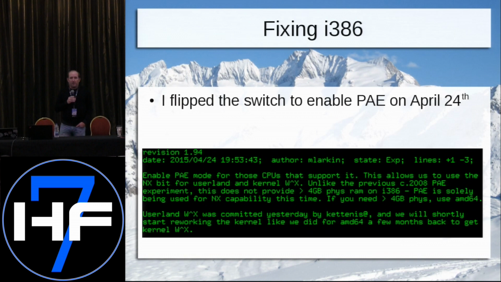We had previously tried in OpenBSD to run a PAE PMAP before, and it didn't work out too well. The goal at that time was to allow big memory i386 machines with lots of RAM. The new PMAP that I built up earlier this year is really only intended to support the NX bit. It doesn't allow you to have lots of memory on i386. Use AMD64 for that.